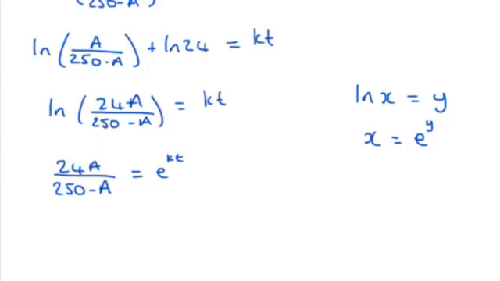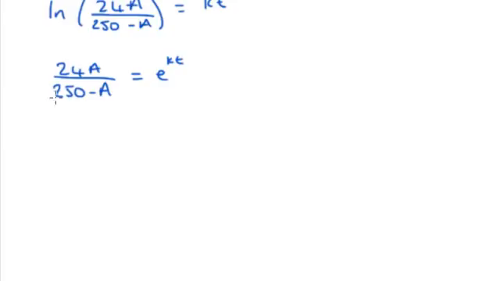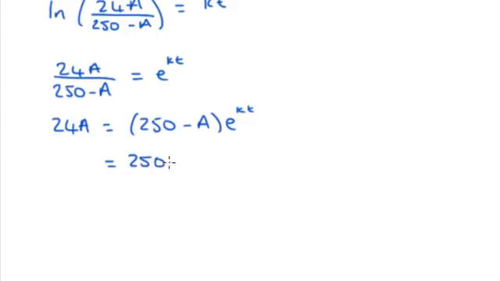So I've got my A's out in the open, out of that log stuff here, and that's really important because now we can make A the subject. To make A the subject, I'm going to bring this 250 minus A up here, I'm going to multiply those brackets out, so 250 e to the kt, take A e to the kt, so that I can then put the A's together on the same line.